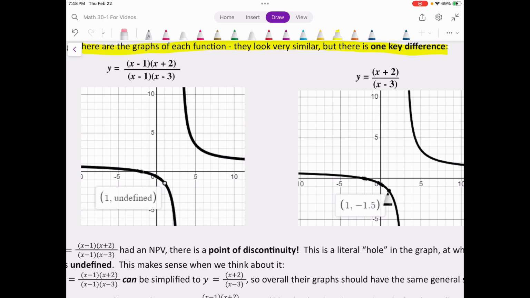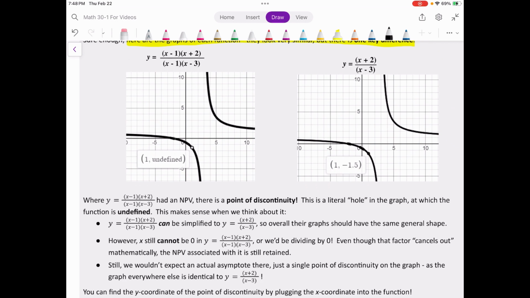There's no hole here, right? There's where x is 1 and y just ends up being negative 1.5. 1 plus 2 is 3. 1 minus 3 is negative 2, so 3 over negative 2 is negative 1.5, right? And there's no hole there. It is filled in. So this is the idea behind a point of discontinuity, where y equals x plus 2 over x minus 1, x minus 3 had a non-permissible value.